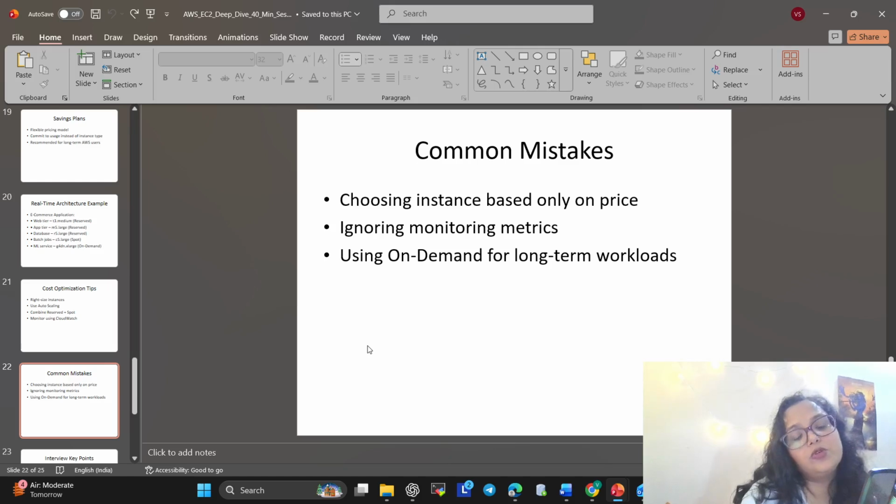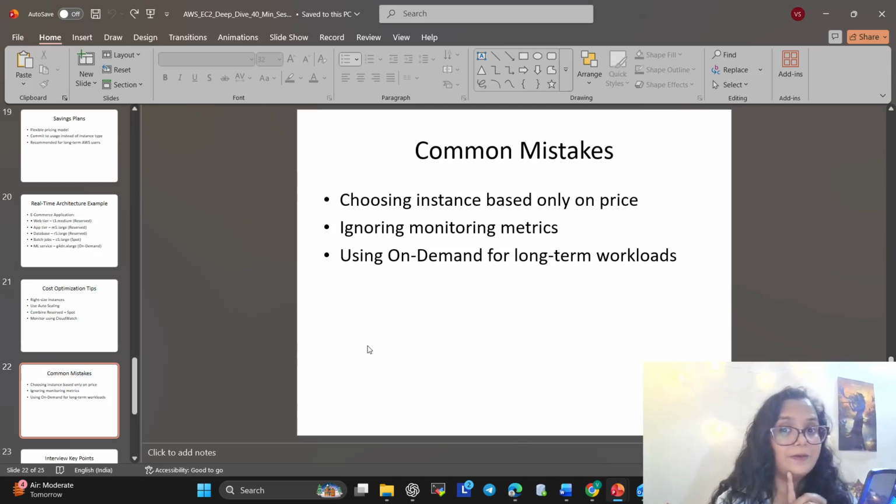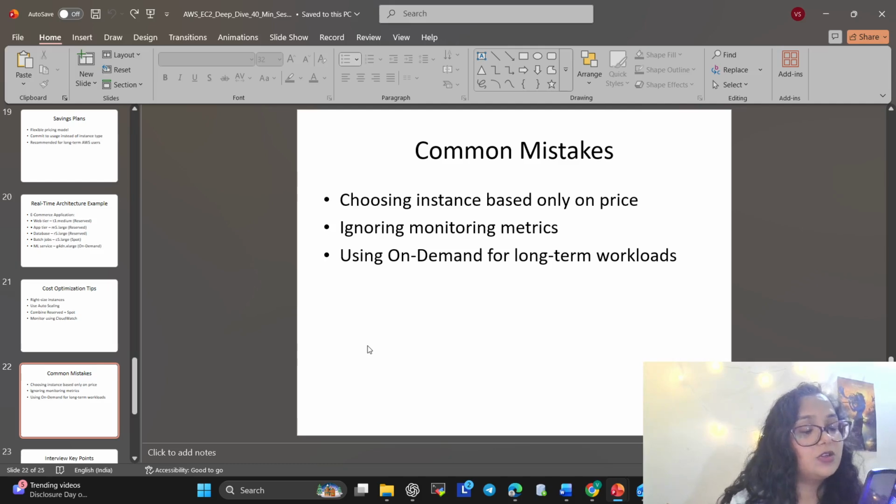Common mistakes: choosing an instance based only on price. You should not make this mistake, but many people do. They think, okay, this is a spot instance, we pay for whatever we use, or this is a reserved instance, so we can use it. That mistake we should not make. We have to properly understand the requirement, and choose the instance according to it. Just because the price is cheap, we should not blindly trust it.